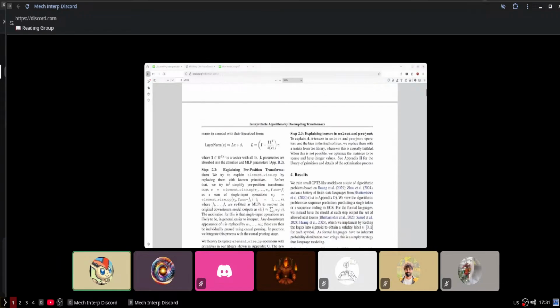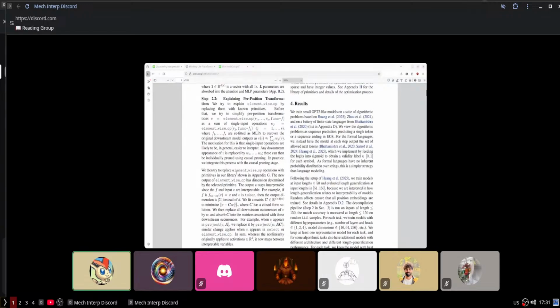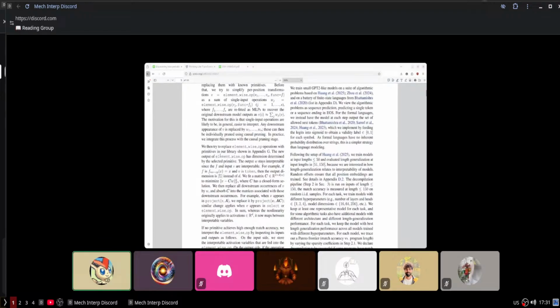We then replace the layer norms in the model. It's a harder paper to read than I expected, but yeah. Yeah, same. I'm also still slightly sick, so I'm slower than usual as well.